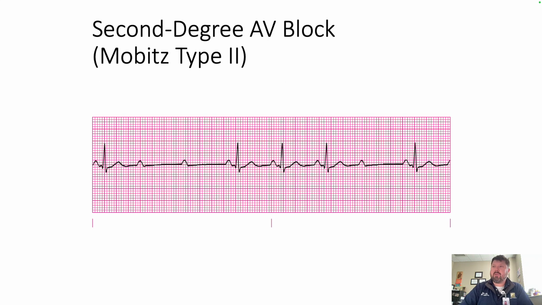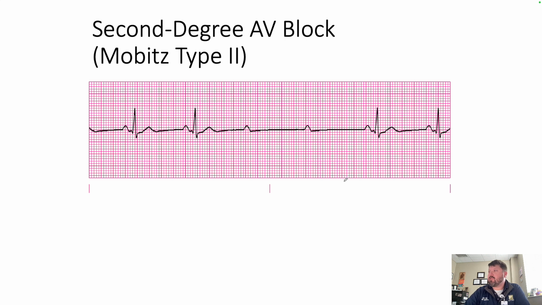So let's look at an example here. I've got a 6-second strip with a ventricular rate of 50, but I've got a much higher atrial rate of at least 80. It is irregular because I've got a disruption in my R to R intervals. My P wave is present and upright. My PR interval is constant at 0.18 seconds across the board. My QRS is narrow at about 0.08 seconds. But because I've got a constant PRI, but dropped complexes, this is a second degree AV block type 2.